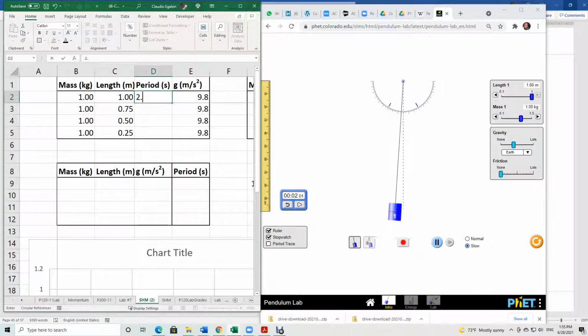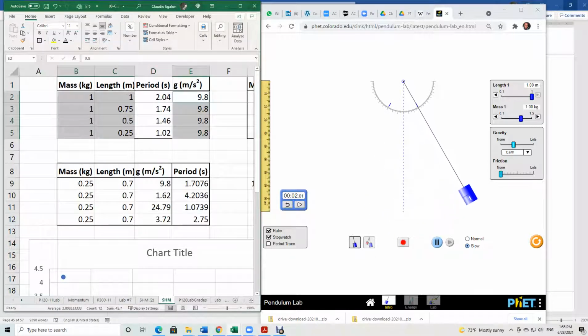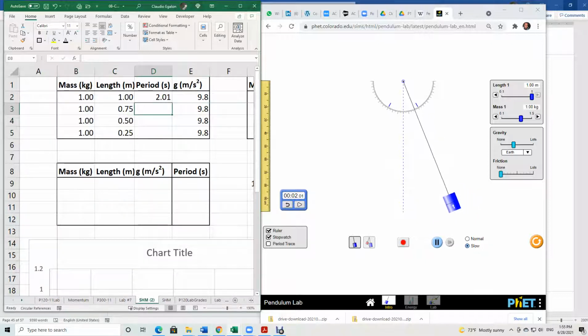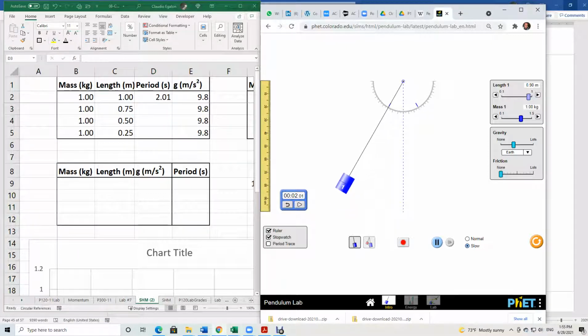So period 2.01. Let's see what I got before. I got 2.04. It's very close. That's 1 meter. Good. Now we're going to shrink it to 75 centimeters.